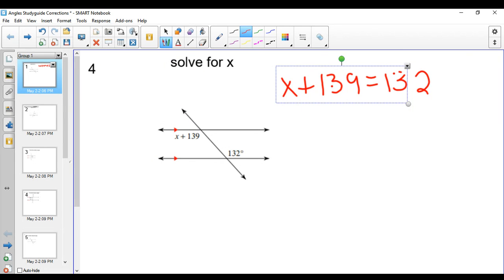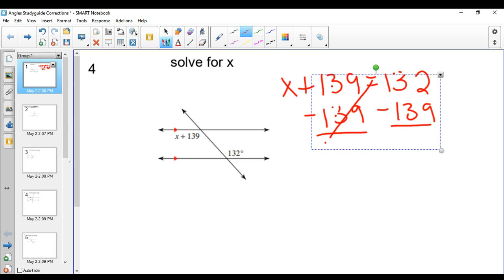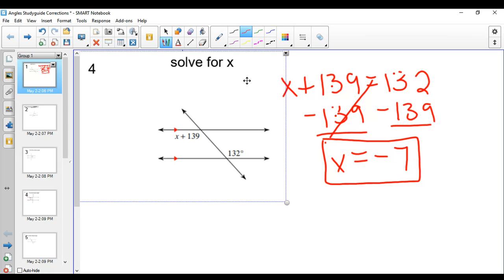So to solve for x, we're going to subtract 139 from both sides. These are going to cancel. And then it looks like we are going to get a negative answer, which is fine. We're allowed to have negative answers for x. So the value of x is going to be -7. X equals -7.